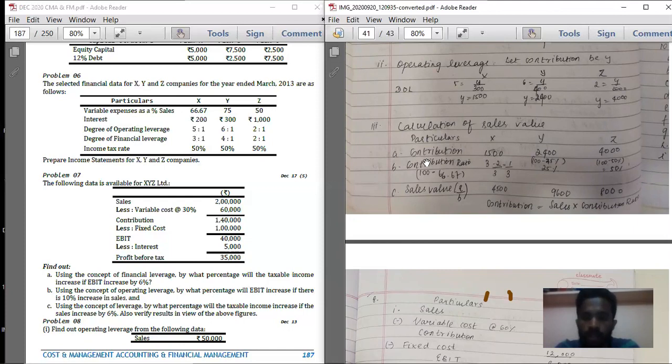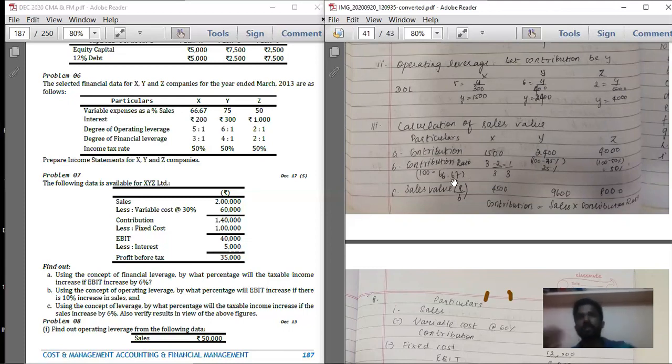Below that, a four columnar table. First column particulars, second column X, third column Y, and fourth column Z. Below that, particulars, small a, contribution. What is the contribution which we found? For company X 1500, company Y 2400, company Z 4000. Copy it. That is the total contribution.